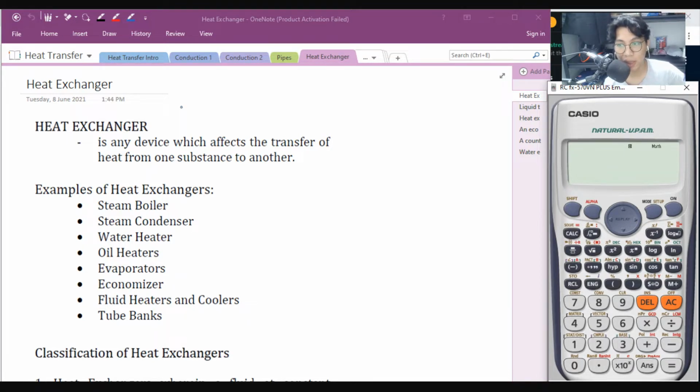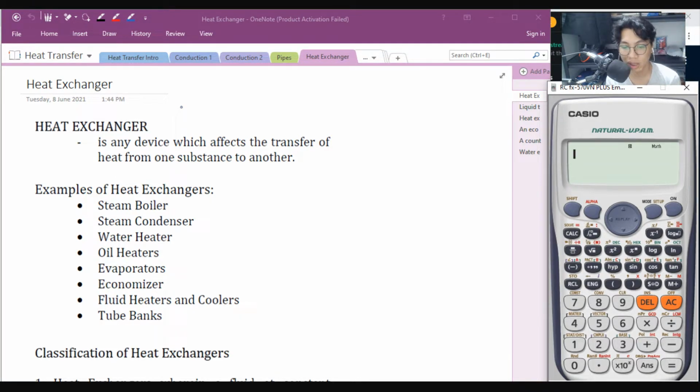Yung steam boiler, okay? Steam condenser, water heaters, oil heaters, evaporators, economizer, fluid heaters and coolers, tube banks. Ngayon, itong mga to, some of them na nahawakan ko na na-operate ko na nung ako'y nasa power plant. Ngayon, ang common heat exchangers namin na charged air, tinatawag doon charged air cooler, ibig sabihin, coming from malaking diesel engine.